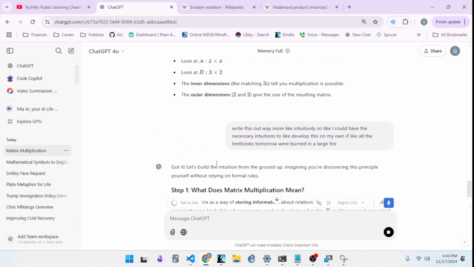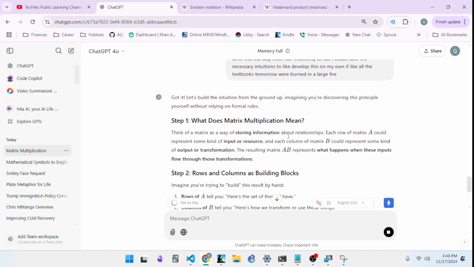Okay. Yeah. So, what does matrix multiplication mean? Oh shoot, I dropped my tablet there. That should be fine. So step 1, what does it mean?